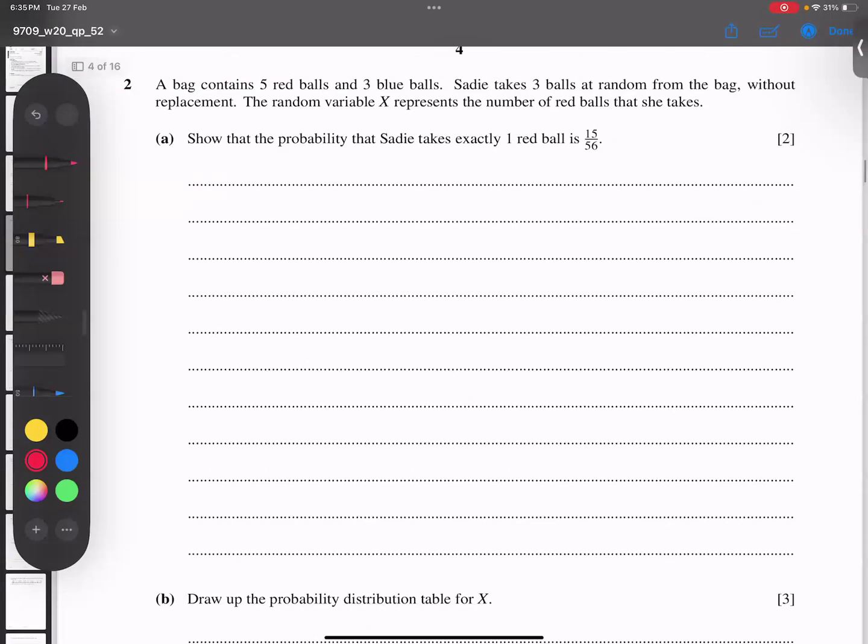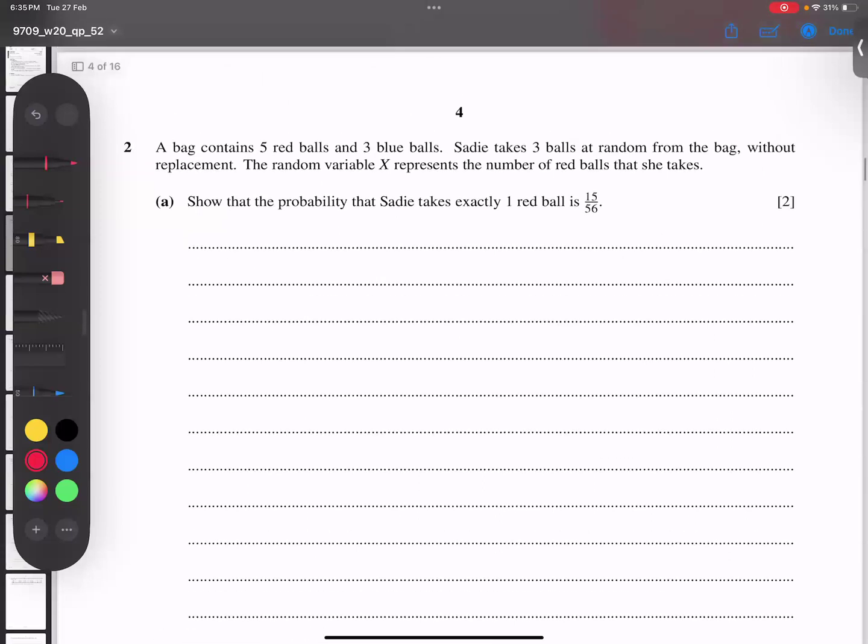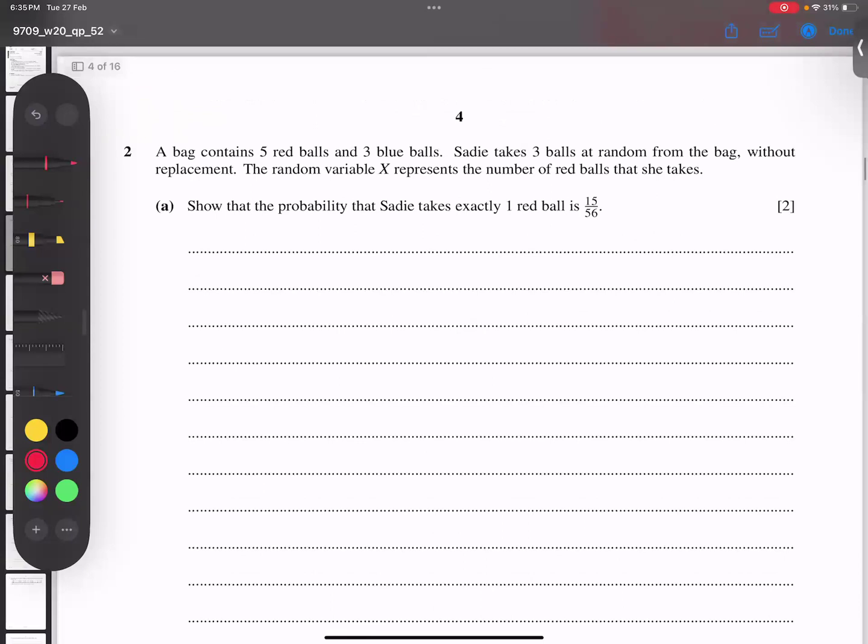Bismillah ar-Rahman ar-Rahim. This is a question, October 2020, 52 variant, question number 2. In this question, he is saying there are 5 red balls and 3 blue balls. So red balls are 5 and blue balls are 3, and in total there are 8.